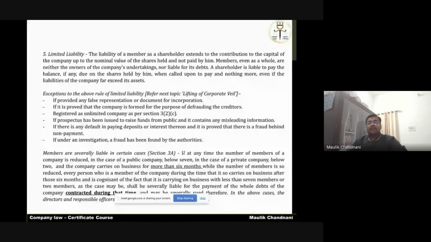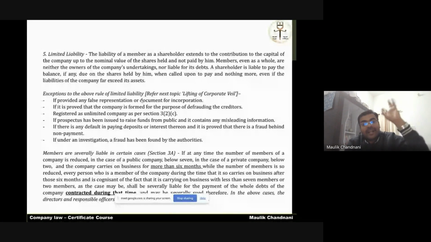Now, very important, the company has a limited liability. That is, all the members are liable to pay only the amount which the member has promised to the company. Say, for example, मैंने Reliance Industries में 1000 रुपए के शेयर खरीदे. Say, for example, मैंने 100 shares खरीदे 10 rupees के. My liability is only up to 1000 rupees.